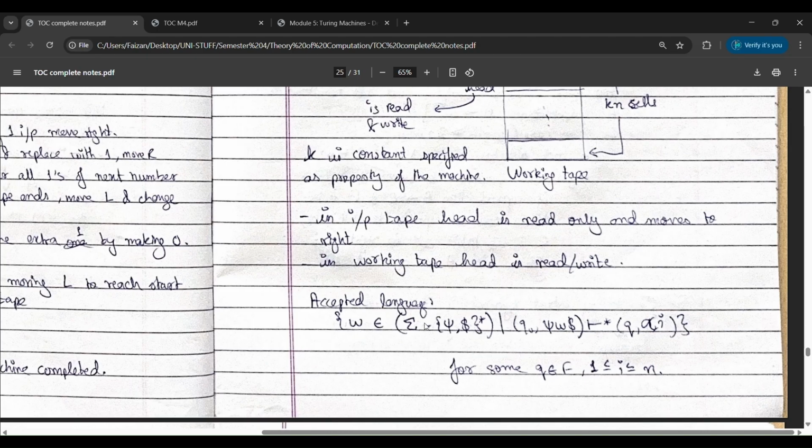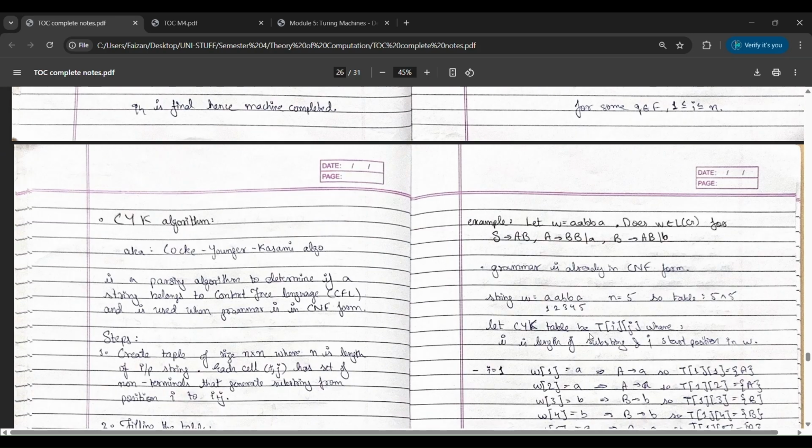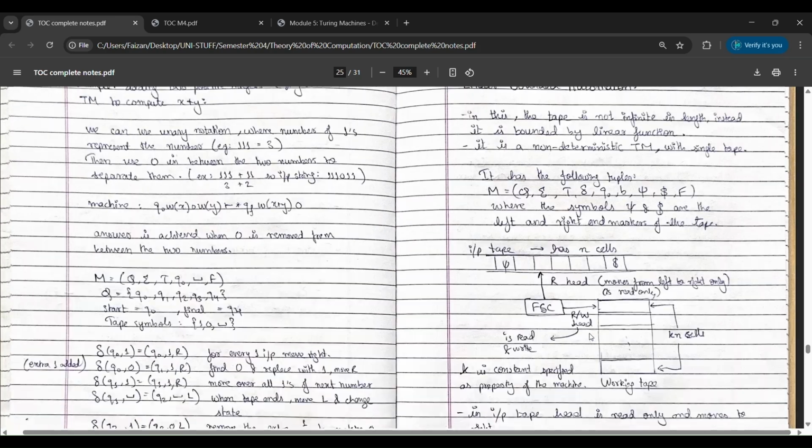Now, this is the definition for a language that can be accepted. For any string w belonging to the alphabet minus the start and end symbols, the rule given is q naught, and the string between them, for a finite number of steps, will take you to q, which is another state belonging to the final states, depending on the machine.